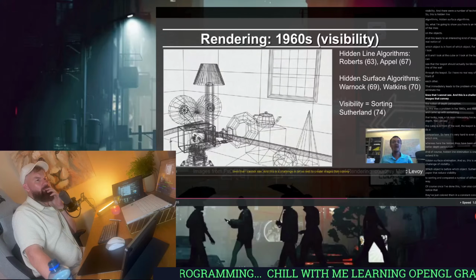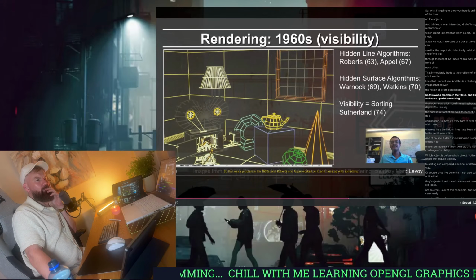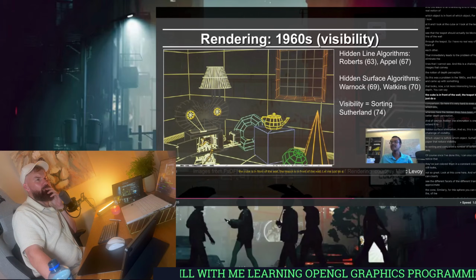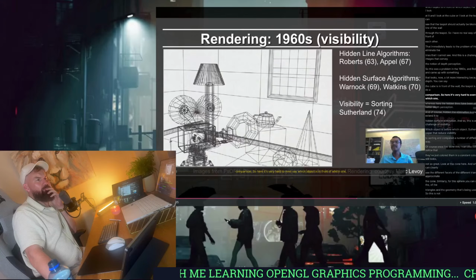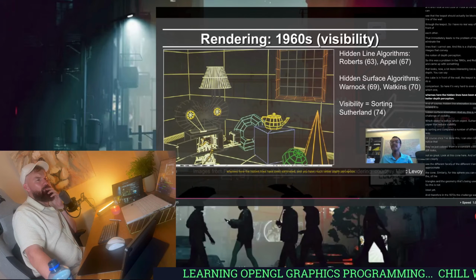And this is a challenge in art as well, to create images that convey the notion of depth perception. So this was a problem in the 1960s, and Roberts and Appel worked on it and came up with something that looks now a lot more interesting because you can actually perceive depth. You can say the cube is in front of the wall, the teapot is in front of the wall. Let me just do a comparison. Here it's very hard to even say which object is in front of which one, whereas here the hidden lines have been eliminated and you have a much better depth perception.